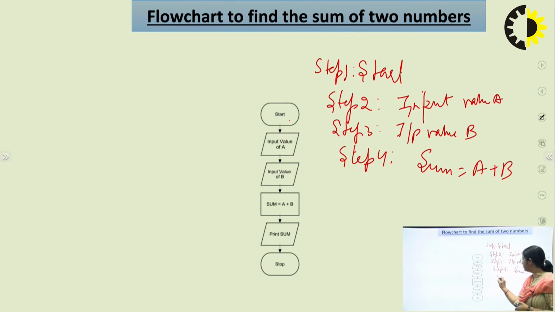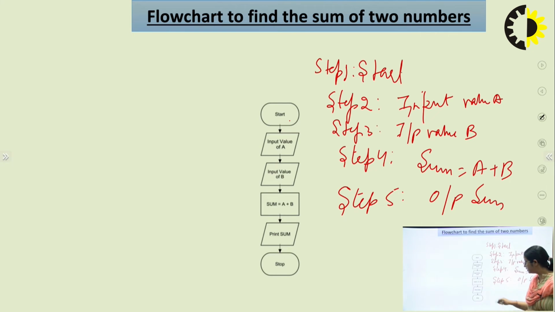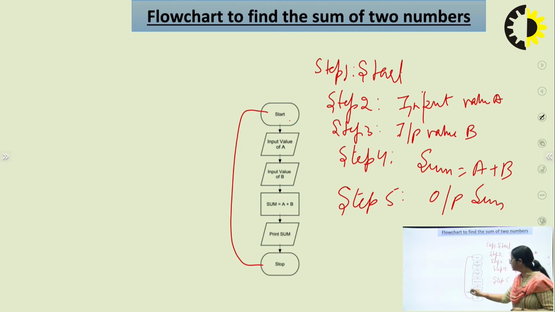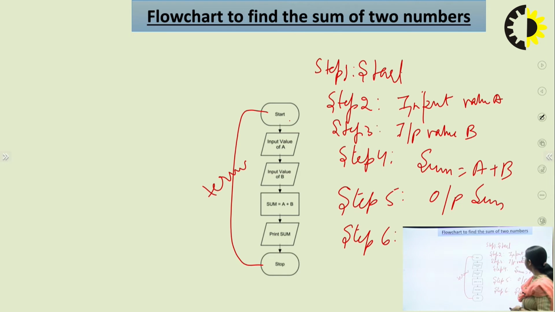After this, we get the final output for our problem, that is output sum, or display sum. This is the print, again using the parallelogram symbol. We show our output here, and at last the stop symbol. So these are the terminators. Like this, in step 6, we stop our algorithm.